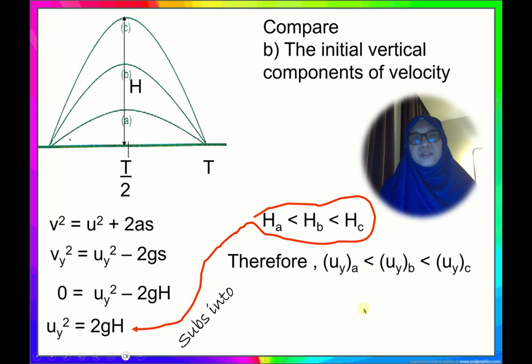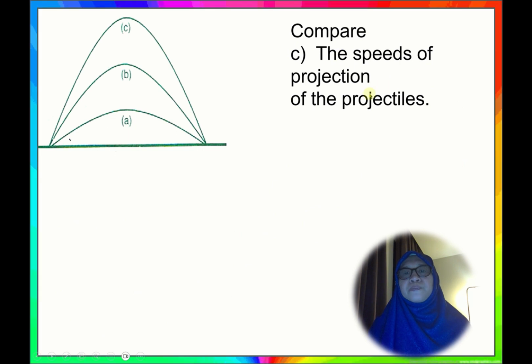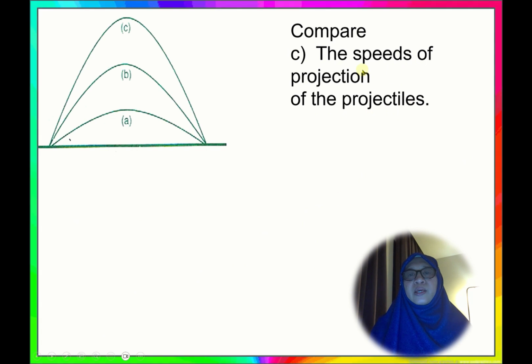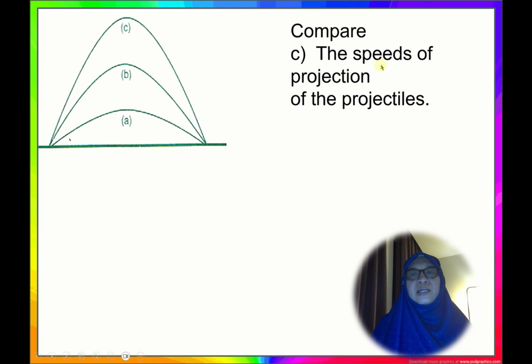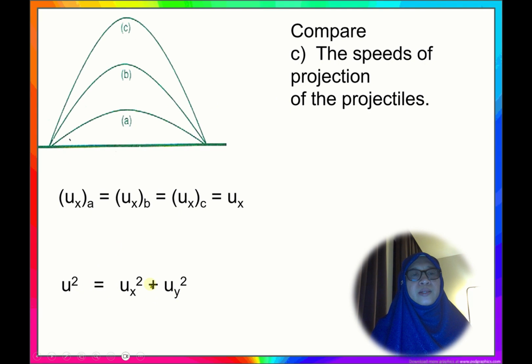Okay, next we go to question C. Compare the speeds of projection of the projectiles. So the speed of projection of the projectiles, this time it doesn't mention the component. So that means the direction of the speed is tangent to the point, which is from the Pythagoras theorem. So u squared equals ux squared plus uy squared.